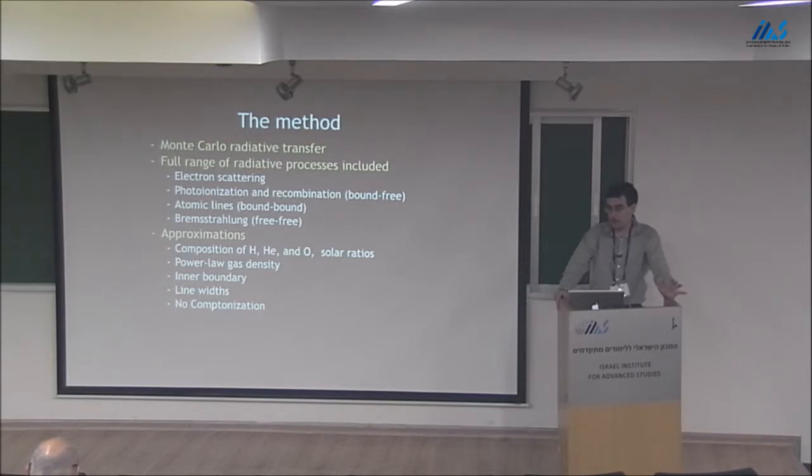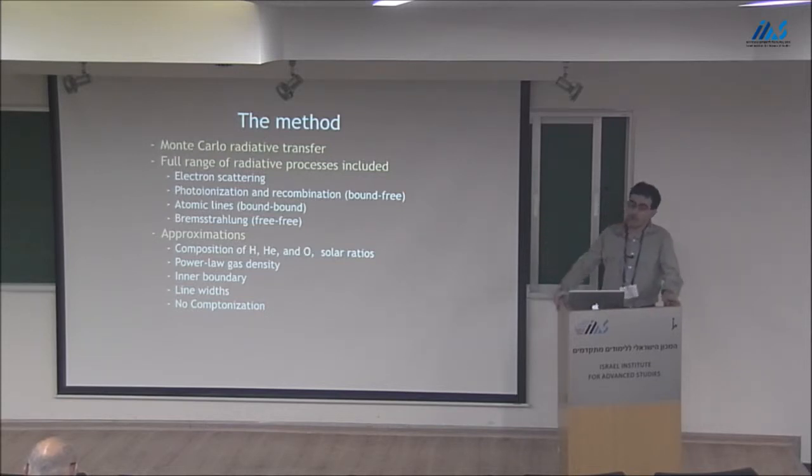Some simplifications to keep in mind. The composition of the envelope that we're looking at initially is hydrogen, helium, and oxygen, not other metals so far, just because it takes additional work to do the atomic modeling to include the other metals. Not that we don't think they could be important for some of the details of the lines that we see, but I think a lot of the general results still hold even with just the limited composition that we're looking at. We are using solar composition, so the hydrogen in all of the calculations I'm going to show you is about 10 times as numerous compared to the helium by number density. I already explained the power law gas density, the inner boundary.